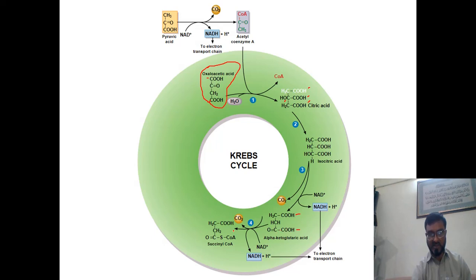Alpha-ketoglutarate is converted into succinyl COA with the release of a carbon dioxide molecule. So succinyl COA: COOH, CH2, CH2, C double bond O, SCO.